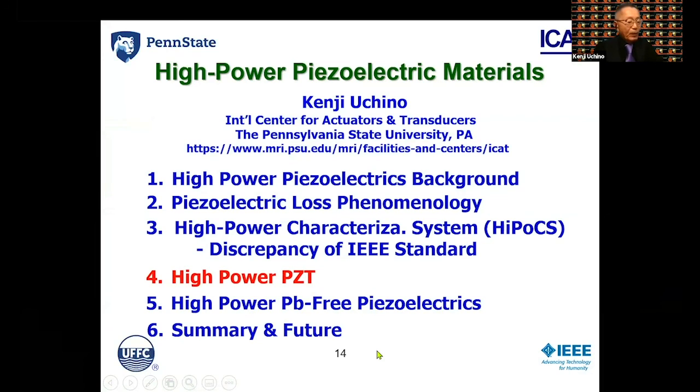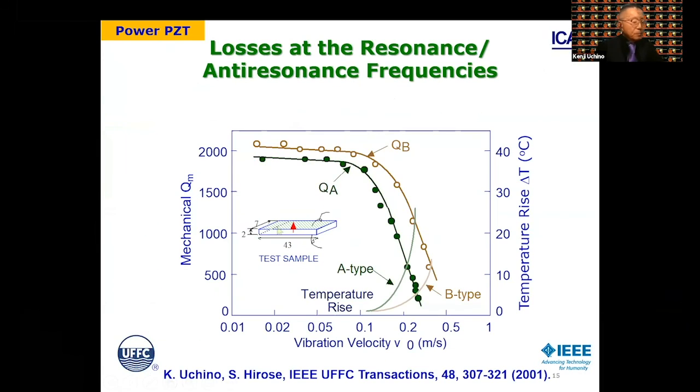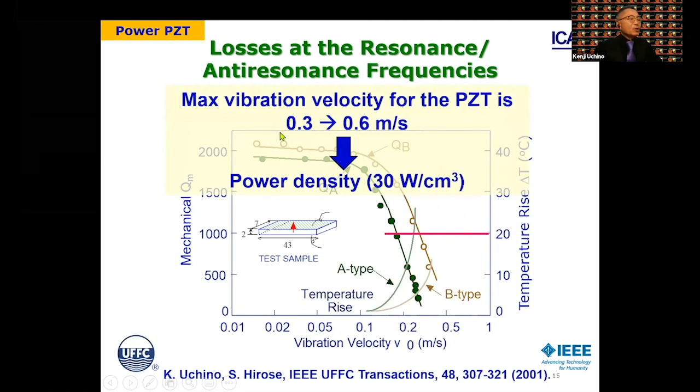So how about the high power PZT result? The mechanical Q sub M at resonance and Q sub B at anti-resonance are plotted. You can easily see that Q sub B is much higher. In both cases, around 0.1 to 0.2 meter per second vibration velocity, a dramatic temperature rise happens. So we set a 20 degrees C temperature rise from room temperature as the maximum vibration velocity. This is the limitation of PZT material usage.